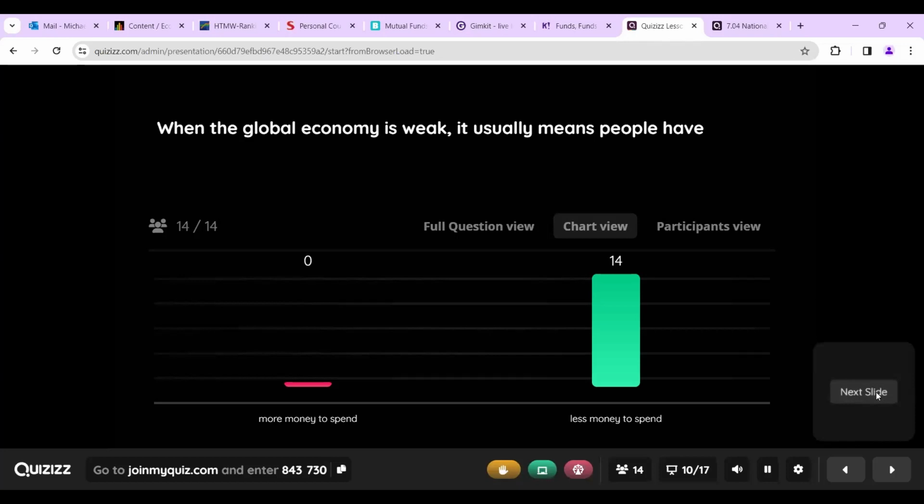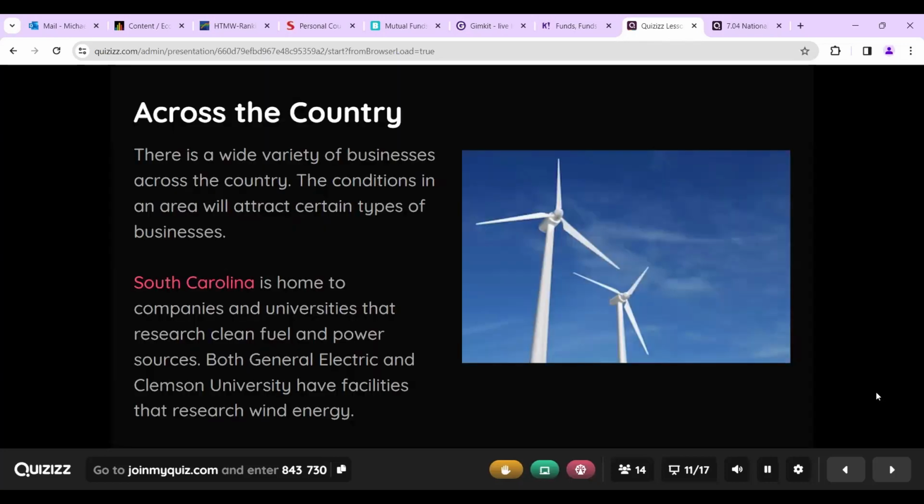So less money to spend. Across the country, there's a wide variety of businesses. The conditions in the area will attract certain types of businesses. South Carolina is home to companies and universities that research clean fuel and power sources. Both General Electric and Clemson University have facilities that research wind energy.